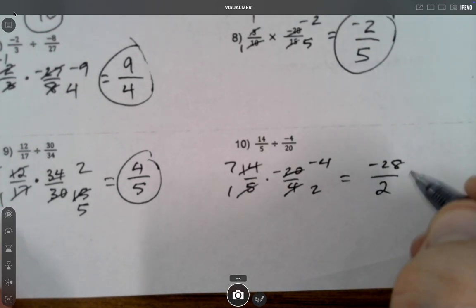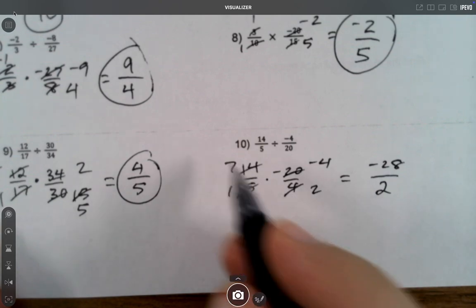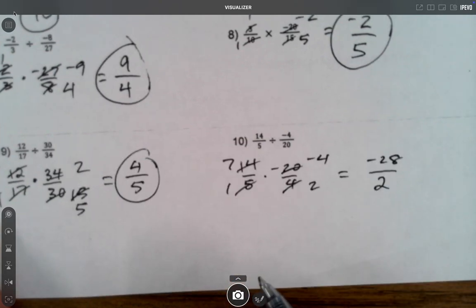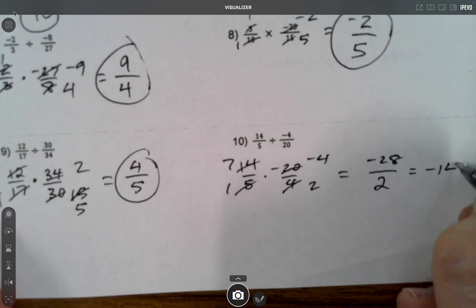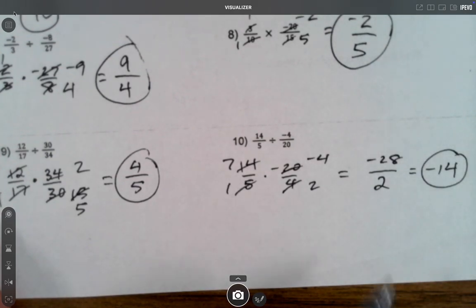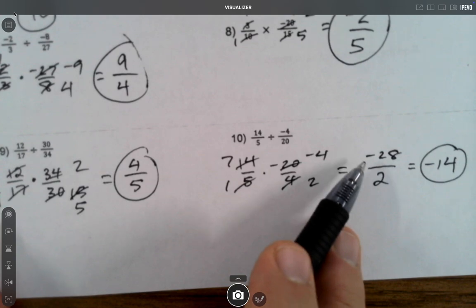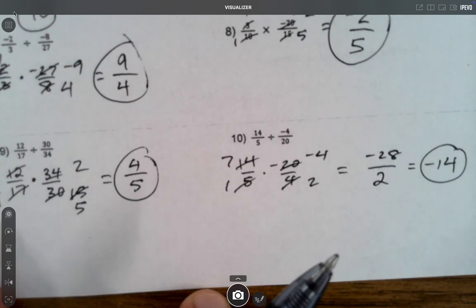It's uncommon, but sometimes even if you've reduced correctly here, you can reduce even farther once you combine them. And negative 28 divided by 2 is negative 14. It's got to be negative because they have different signs, one negative and one positive.